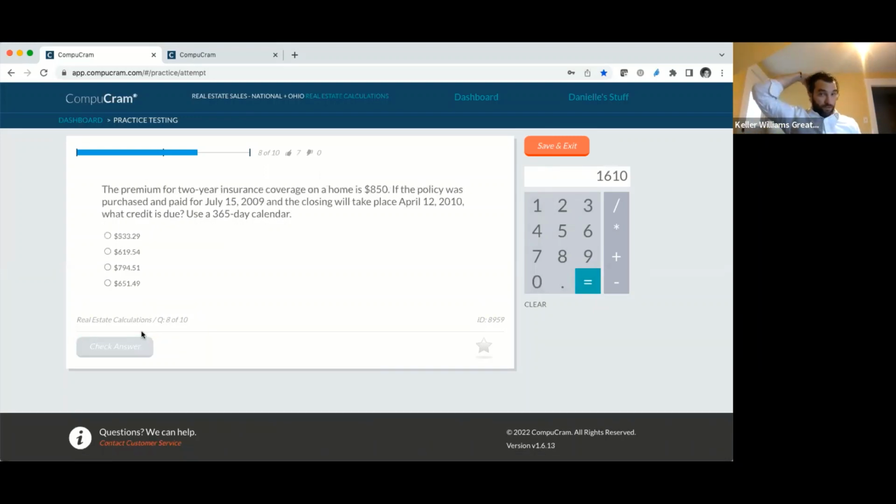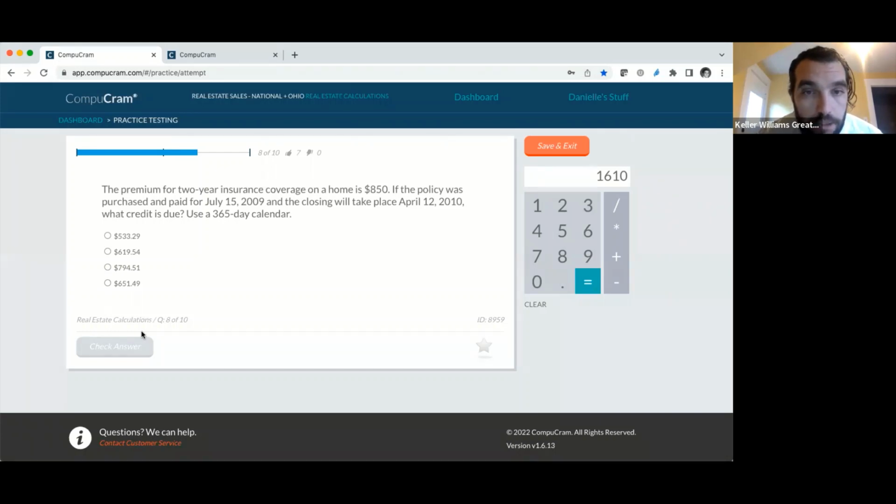The premium for 2-year insurance coverage on a home is $850. Policy was purchased and paid for on July 15th, 2009, and the closing will take place on April 12th, 2010. What credit is due? Use a 365-day calendar. Is it A, 533.29, B, 619.54, C, 794.51, or D, 651.49?